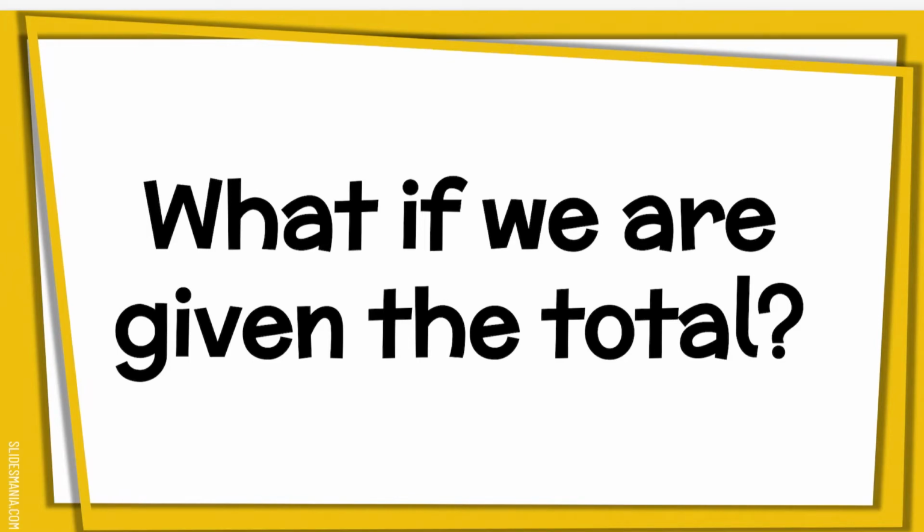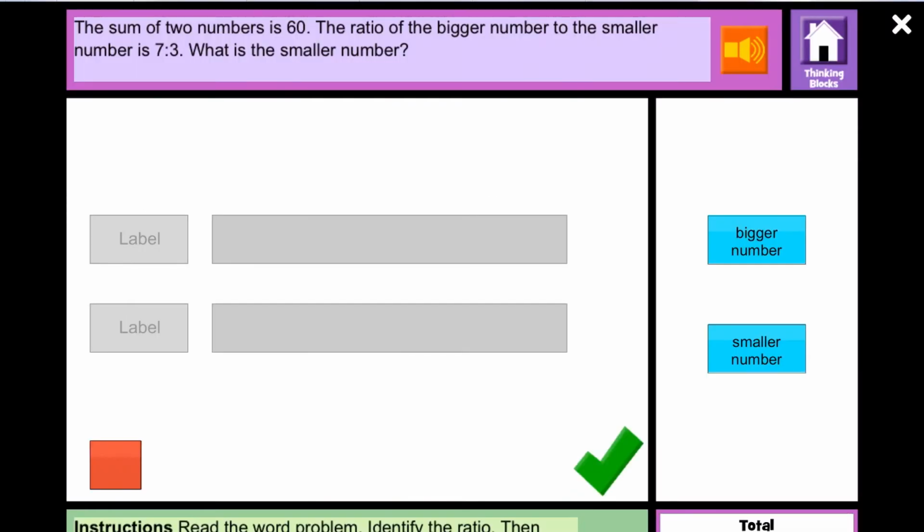On our previous example, we were given a part and then asked to use that to find our missing values. But now, what if we're given the total and asked to solve for a missing value? The sum of two numbers is 60. The ratio of the bigger number or the greater number to the smaller number is 7 to 3. What is the smaller number?